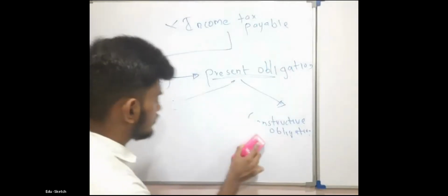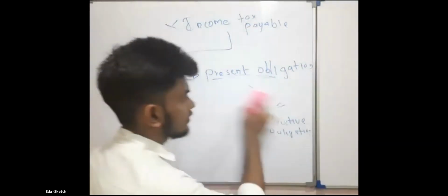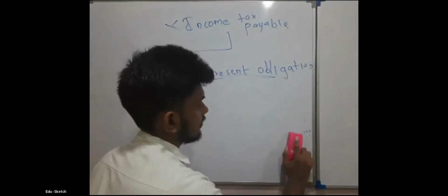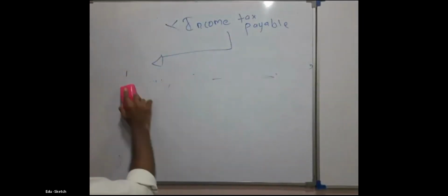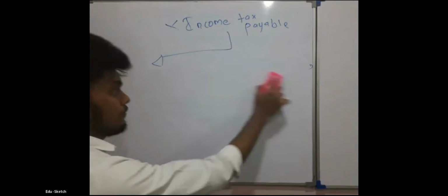Due to this reason, because income tax payable is a legal obligation, it's not related to substance over form. Because the law tells us to pay income tax to the government. This is the real accounting, okay? This is what real accounting is.